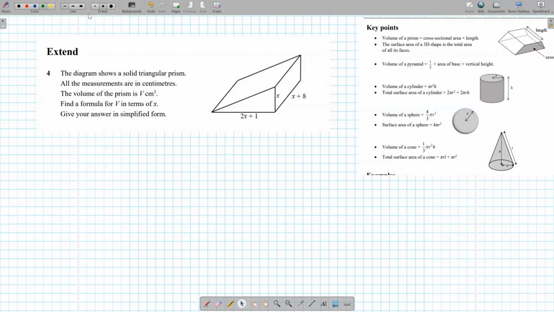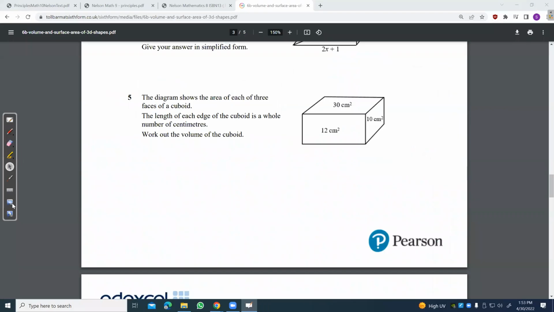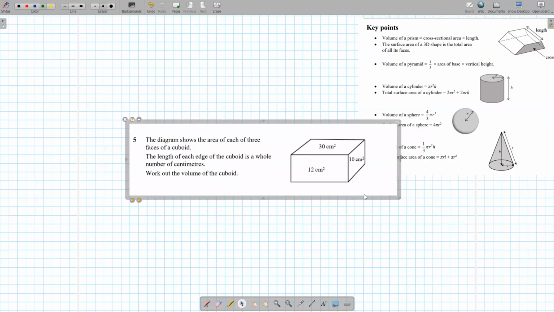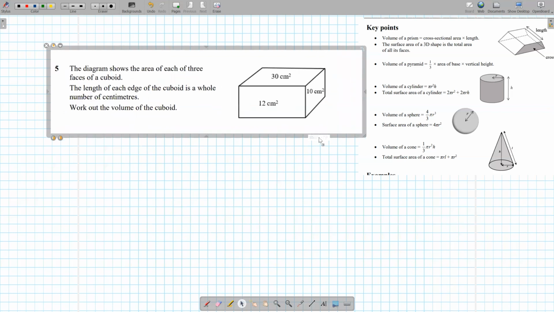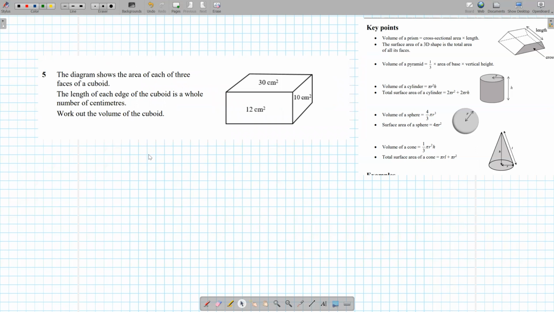Okay, this one should be interesting as well. The diagram shows the area of each of 3 faces of a cuboid, which is just a rectangular prism. The lengths are whole numbers. Find the volume. Ooh, very, very interesting.